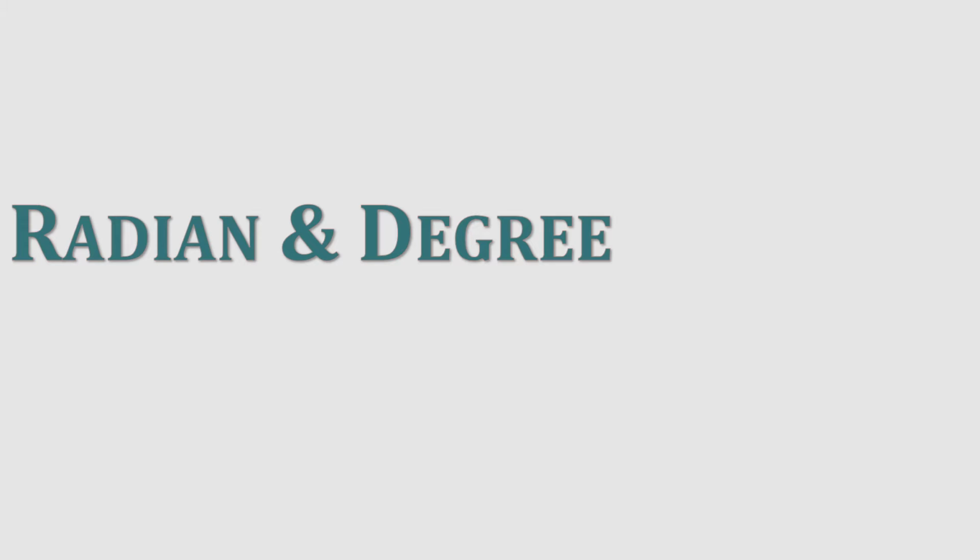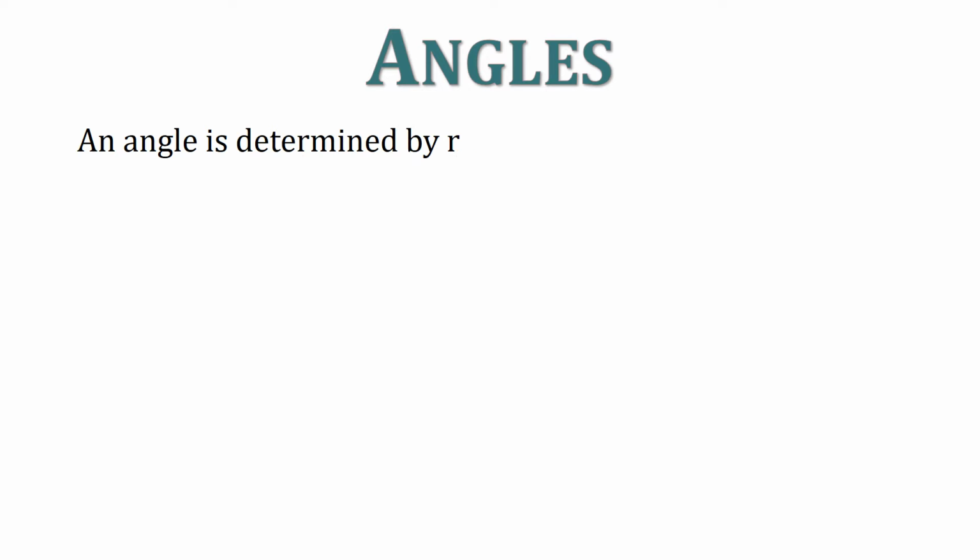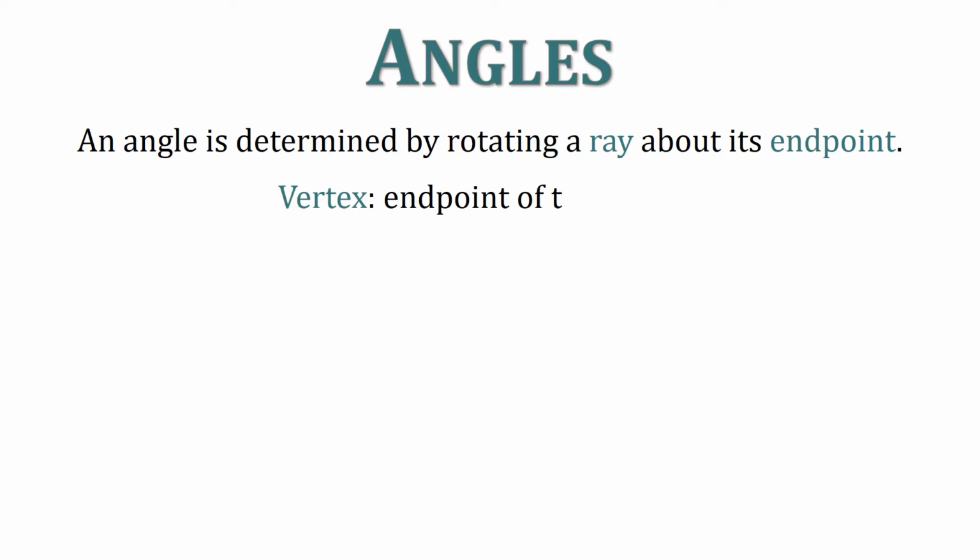Hello. In this video, we are going to learn about radian and degree measures of angles. So let's first discuss truly what an angle is. An angle is determined by rotating a ray about its endpoint. The vertex is the endpoint of the ray.